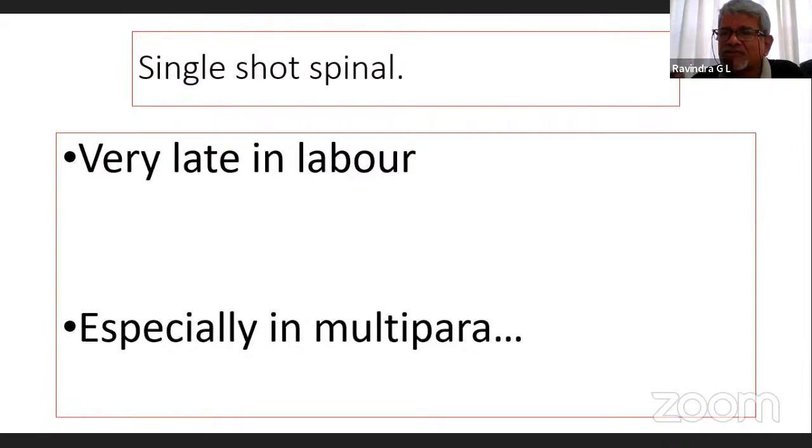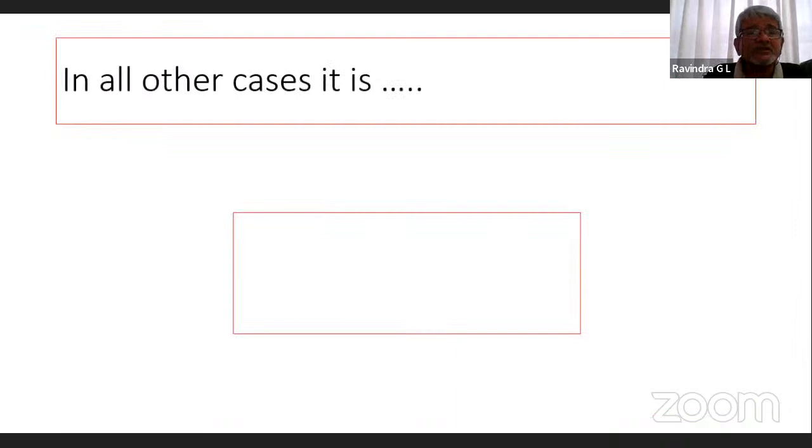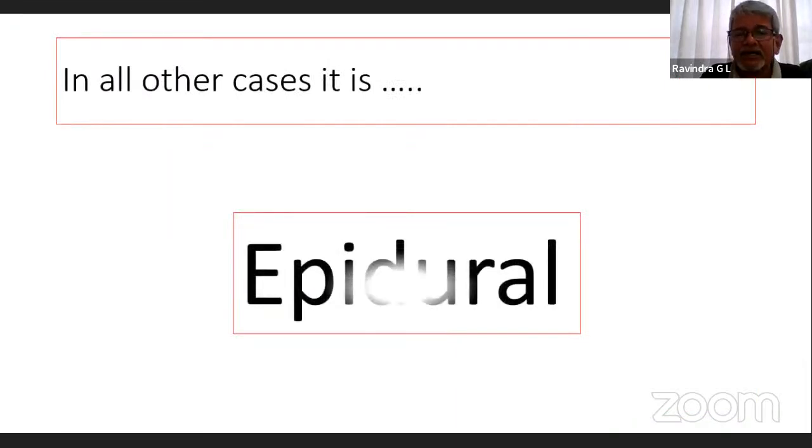1 to 1.5 milligrams of bupivacaine with about 10 to 15 mics of fentanyl, intrathecally. I give it and she gets an excellent analgesia for the next half an hour to 45 minutes. And most of the times, the delivery takes place in that time. In all other cases, it is lumbar epidural. Now, this is how we choose my technique.